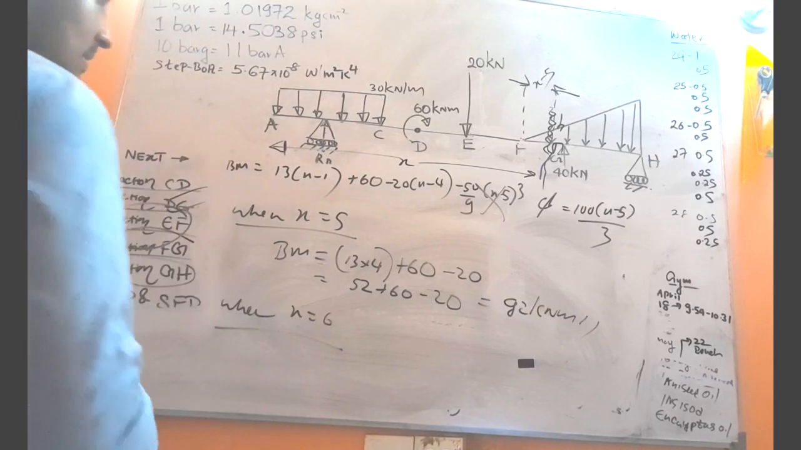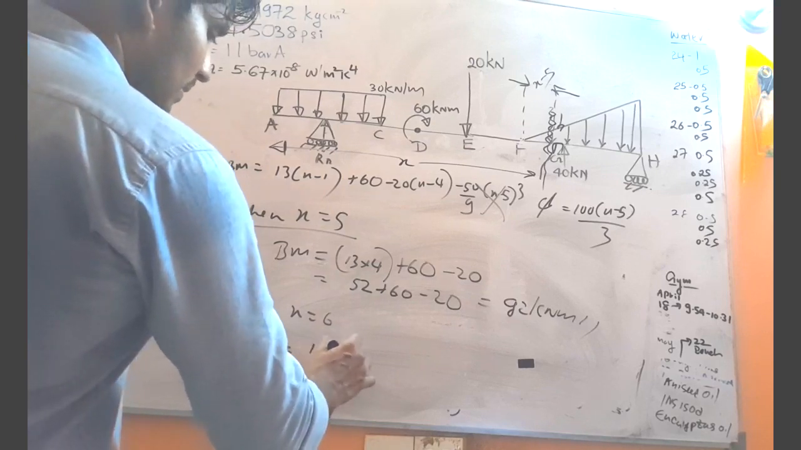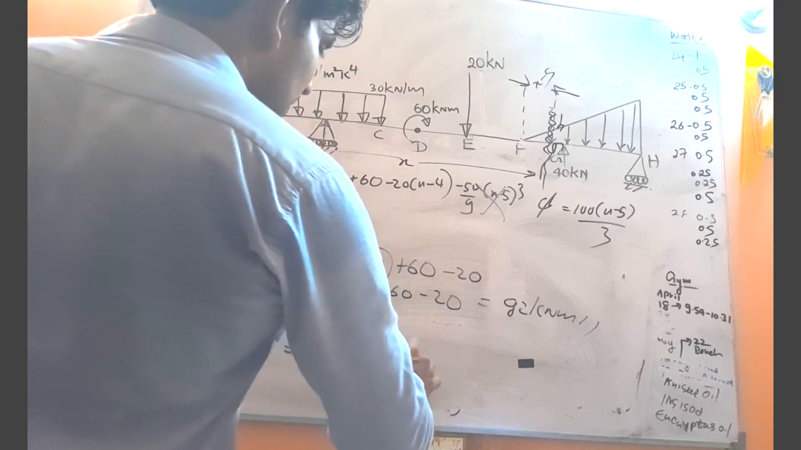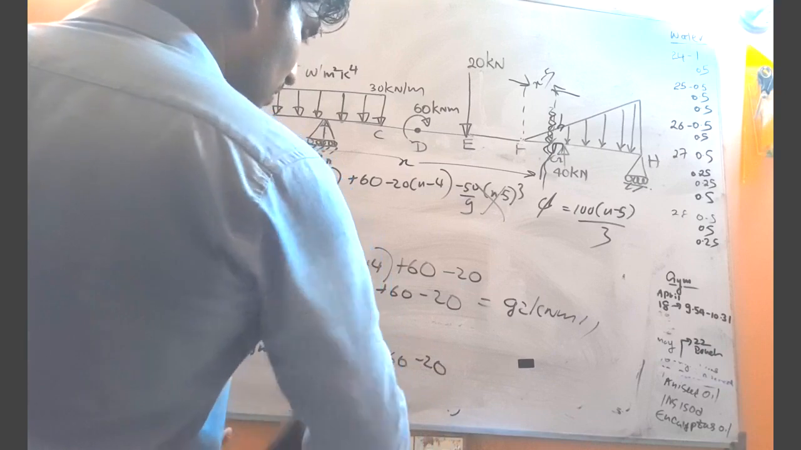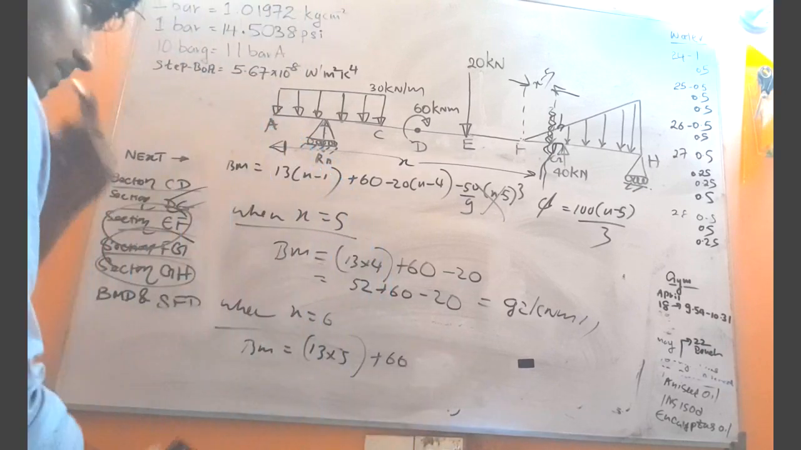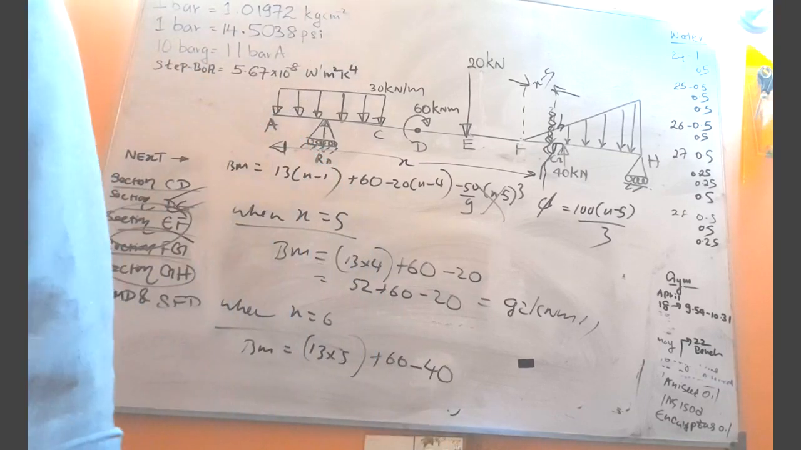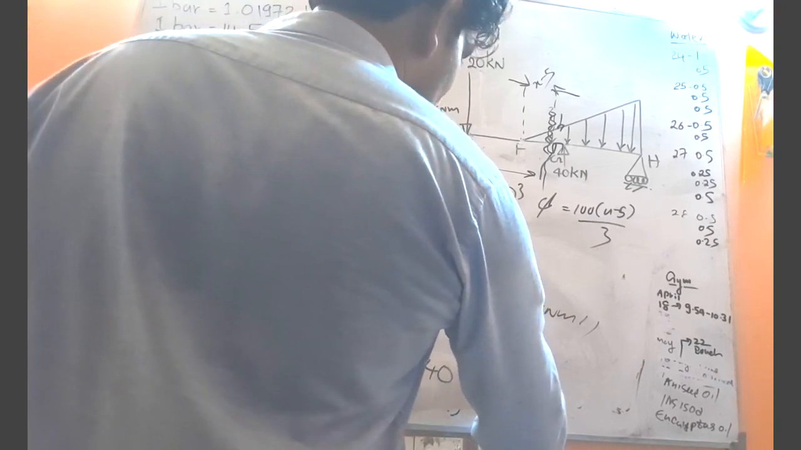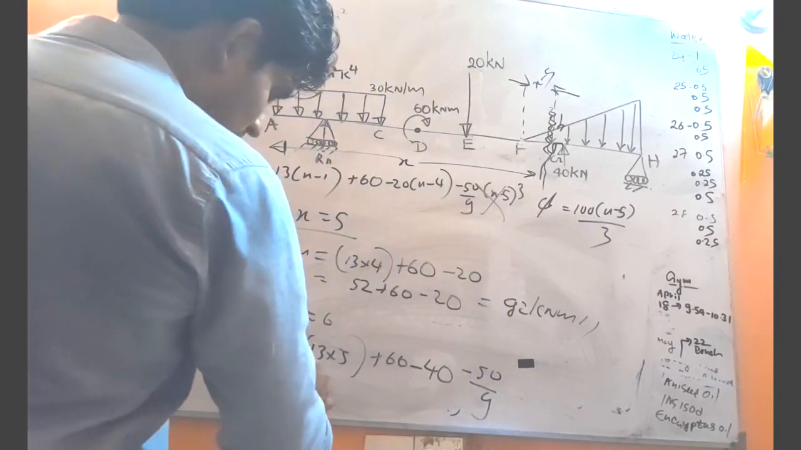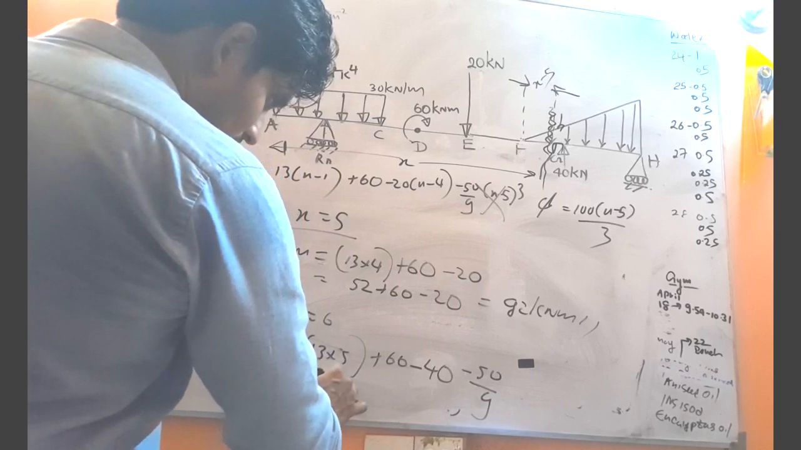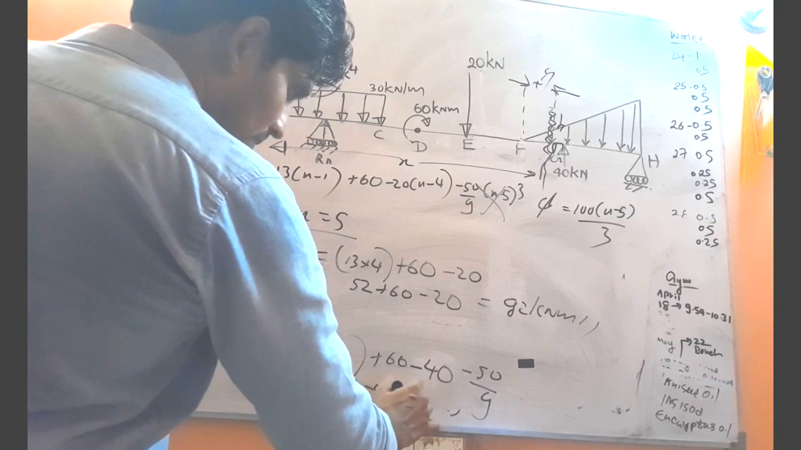When x equals 6, bending moment will be 13 into 5 plus 60 minus 20. No, not minus 20. Minus 20 into 6 minus 40, right? Minus 40 minus 50 divided by 9, because 6 minus 5 is 1. So then 13 into 5 is 65 plus 60 minus 40 minus 50 divided by 9.